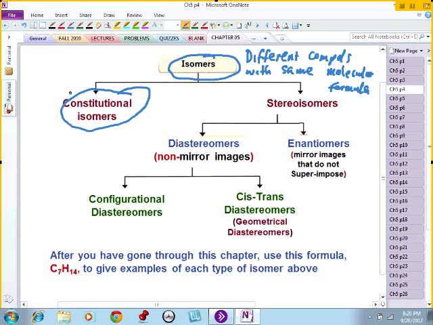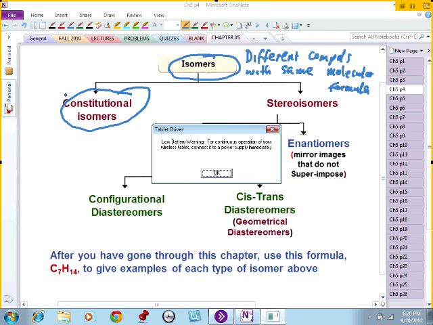Compounds with the same molecular formula but different arrangement of the atoms, exactly. So constitutional isomers are those compounds with the same molecular formula, of course, because they are isomers. The difference between them is that the attachment of the atoms, or the arrangement of the atoms, is different. So that is what we did in chapters 3 and 4.